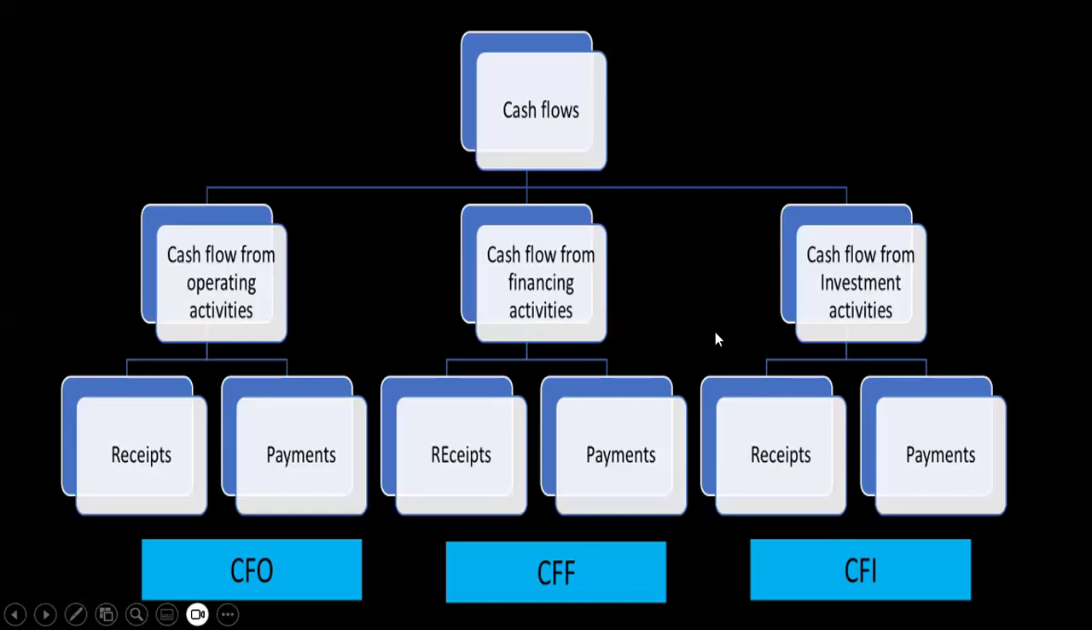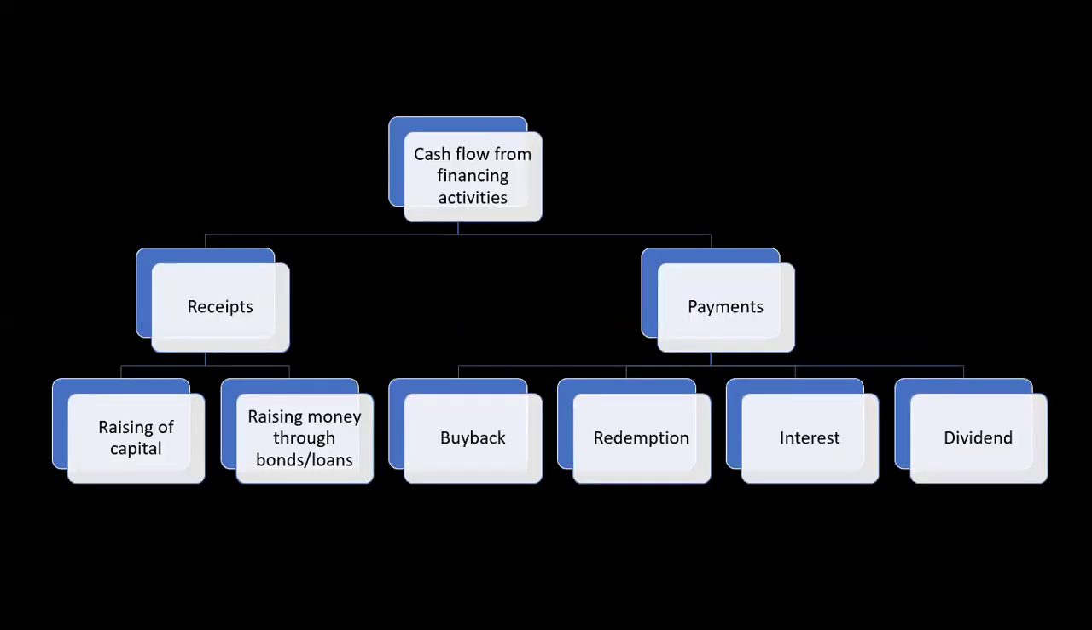Now let us take one by one. So cash from financing activity. Before we get into cash flow from financing activity, let us understand this financing activity. Financing decisions relate to the decisions with respect to the sources of finance, debt or equity. When a company raises money, it can raise money through debt or equity. So cash flows affected by these decisions are called cash flow from financing activity.